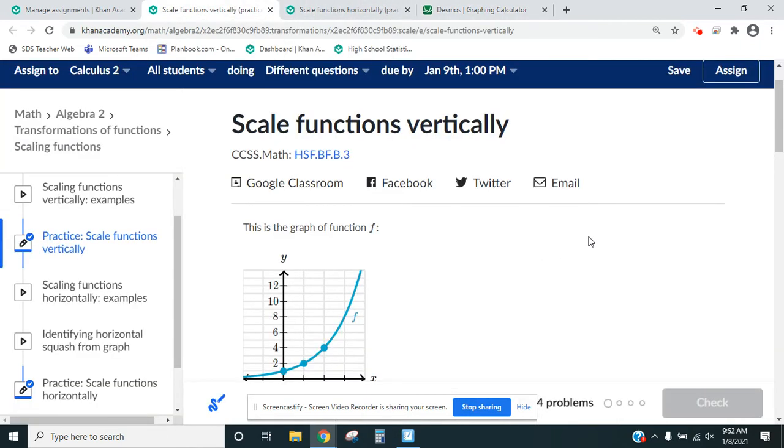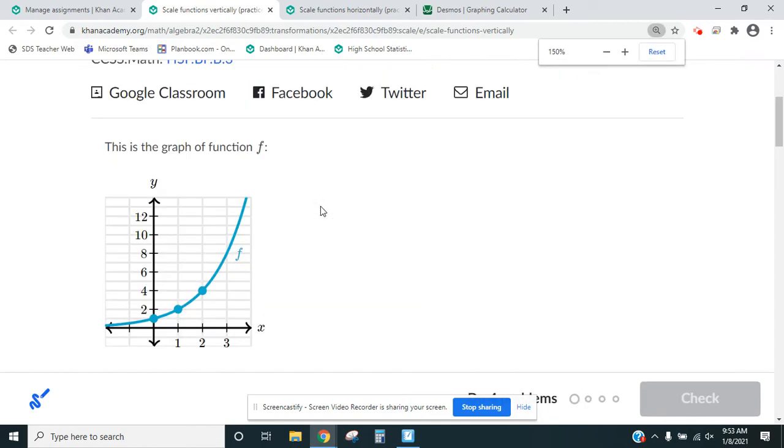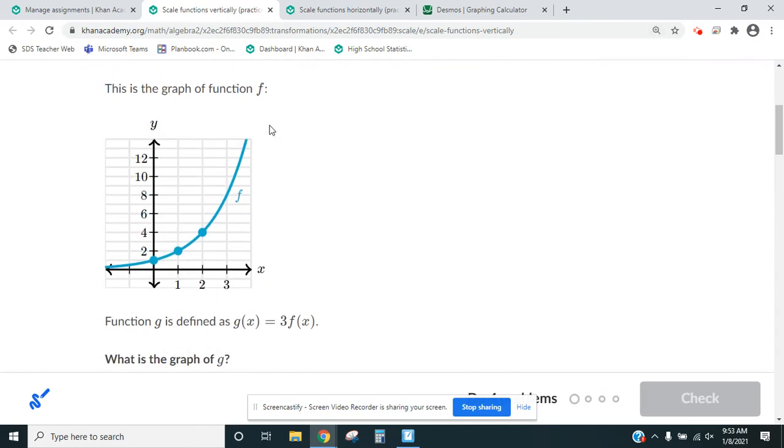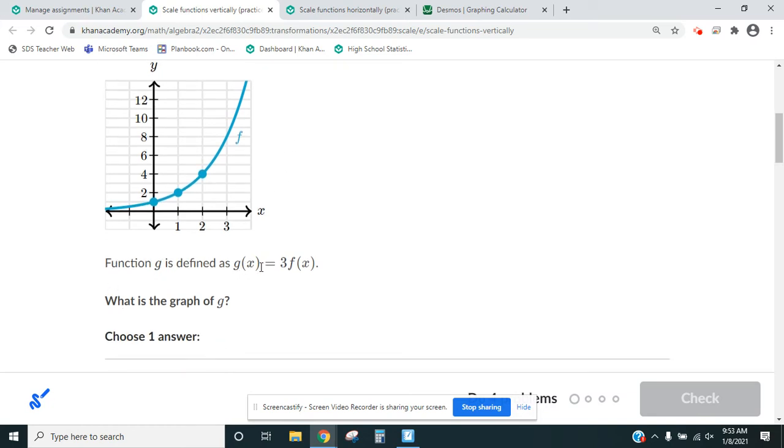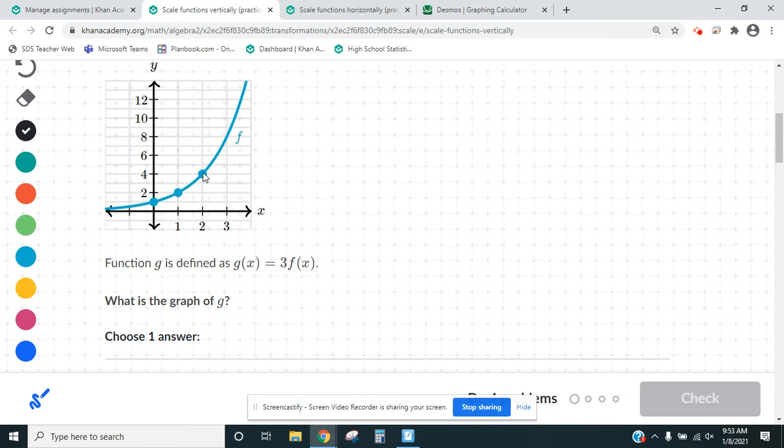Let's do a couple from Khan here. All right, so follow along with me. Let me zoom in here a little bit. This is the graph of function f. It says function g is defined as 3 times the function. Notice how it's written on the outside, right? Just like when we vertical shifted, we added and subtracted on the outside of the parentheses. So if this graph is supposed to be 3 times, that means it's going to be 3 times taller. Every point will be 3 times higher. So this point here will now be 3 times higher.